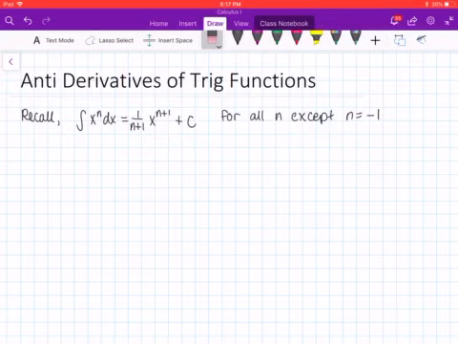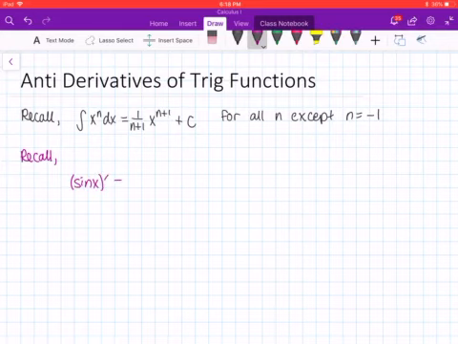But what if we don't have x to some power? What if we actually have some trig functions? So in order to look at that, I wanted to recall something else. And that would be what the derivatives are for all the trig functions. So if you want, while we're going through this, you could quiz yourself and see if you remember them all.